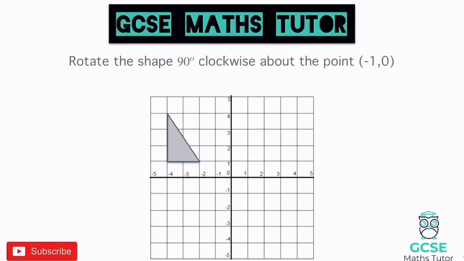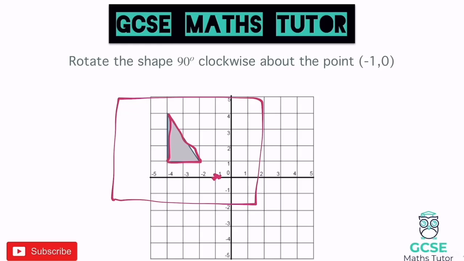Okay, so rotate the shape 90 degrees clockwise about the point -1, 0. So first thing to do is obviously to locate that point, which is -1 across, not up and down. So -1, 0 is just there. The next bit, this is a lot easier if we have some tracing paper. So you stick your tracing paper nice and flat over your shape, trace it in. So trace over your shape, stick your pen on that rotation point and just rotate the tracing paper, not moving it away from the pen.